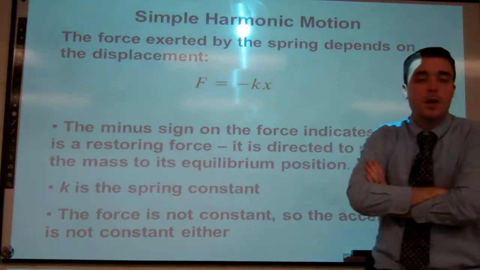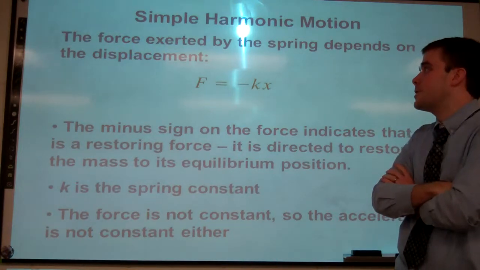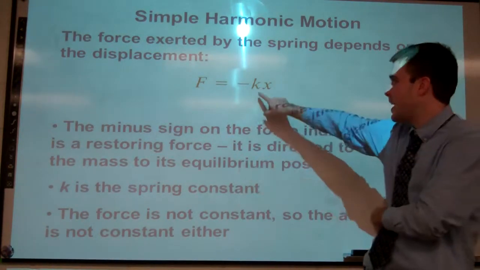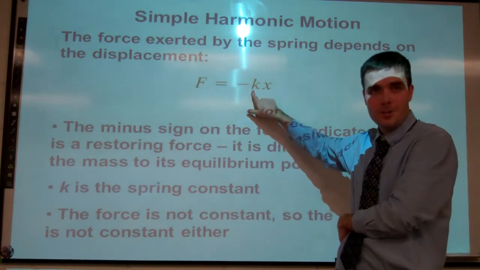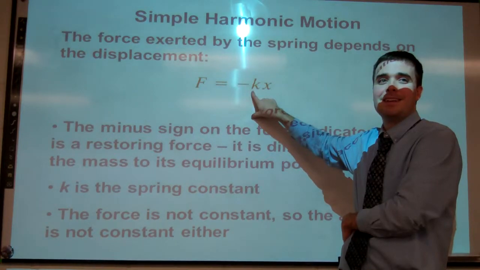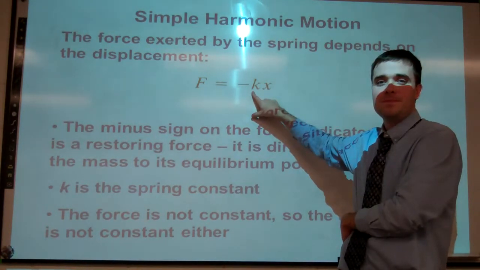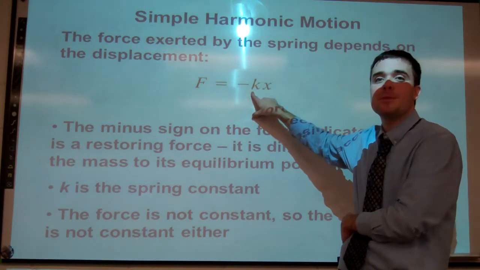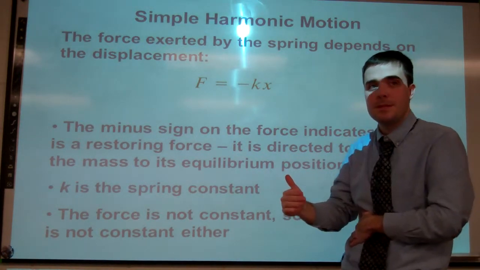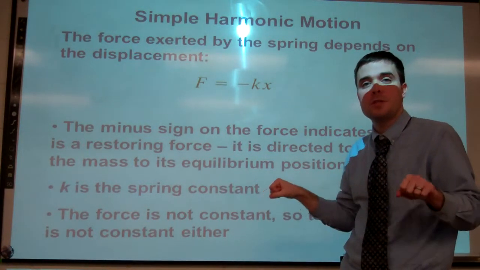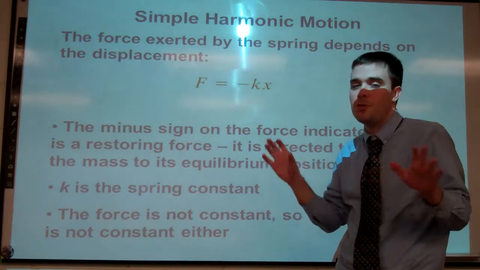For the spring, the force exerted by the spring depends on the displacement of the spring. Does anybody remember what K is from energy, Brian? It's a constant. It's the spring constant, different for every spring, but each spring has a specific one. Does that make sense? And X is how far it's been pulled from its equilibrium position, where it would be if there's no force on it at all.